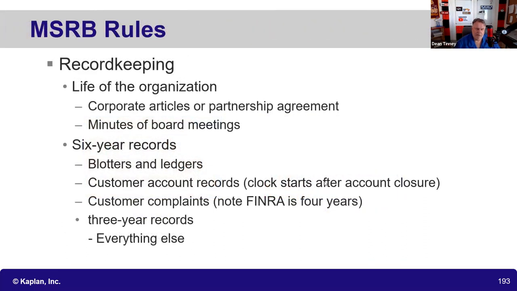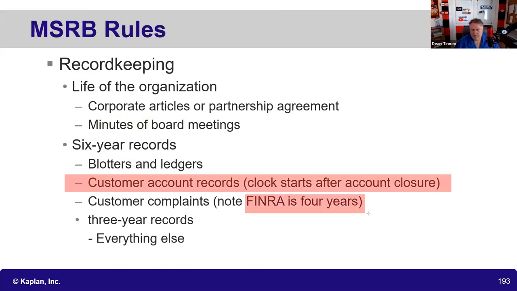Record keeping: lifetime records of a broker dealer are the corporate articles and the minutes of the board's meetings. Very few records are six years. The vast majority of brokerage firm records are three. Now, one that people tell me shows up on their exam in terms of debrief is about when we close the customer account. It's a 6-year record from account closure under the MSRB, but FINRA is four. The one you're going to see on the test is FINRA, that is four.